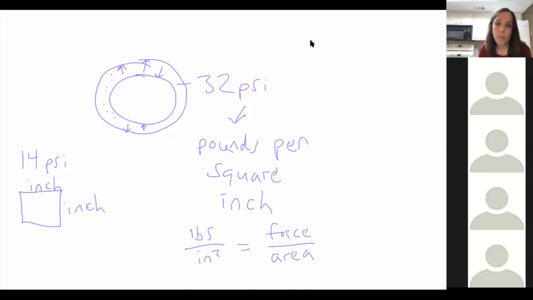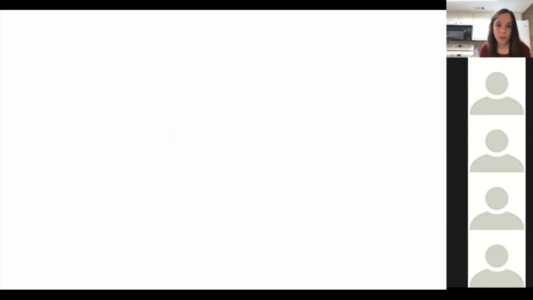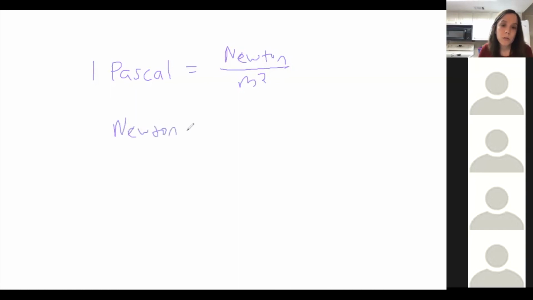So while PSI is used commonly in automobiles and things like that, chemists don't usually use it. They use other units. So a common unit is a Pascal, named after Blaise Pascal. And a Pascal stands for a Newton divided by a square meter. So Newton is force. A Newton is equal to the weight of a medium-sized apple.